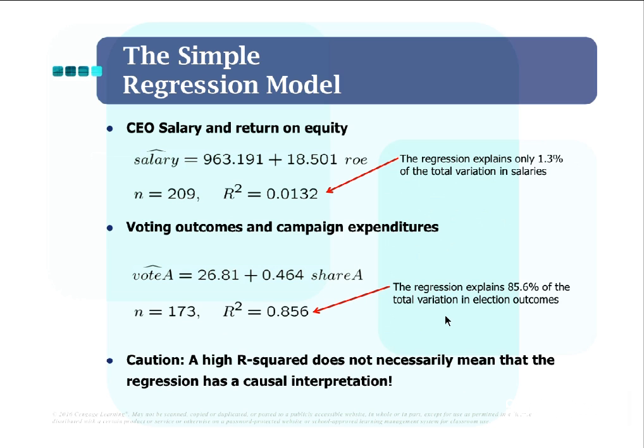One thing that is very commonly confused in practice is that a lot of people pursue a very high R squared in their regression, but actually a high R squared does not necessarily mean that the regression has a causal interpretation. A high R squared is a good thing. It means that the regression line fits the data very well, but it does not necessarily mean that y and x have a causal relationship.